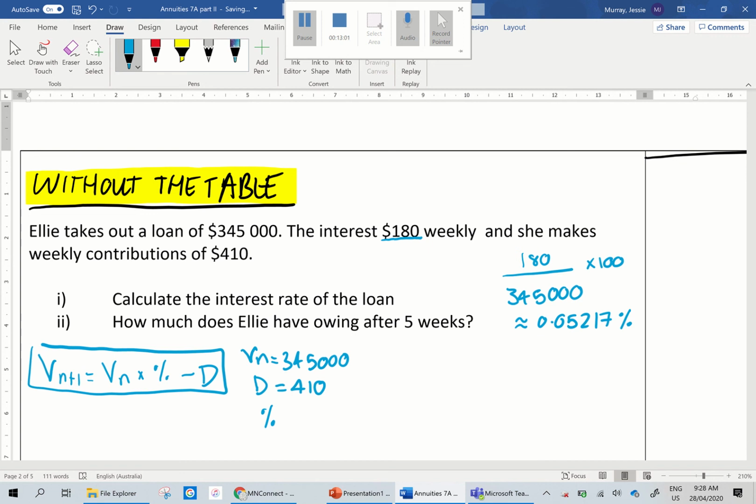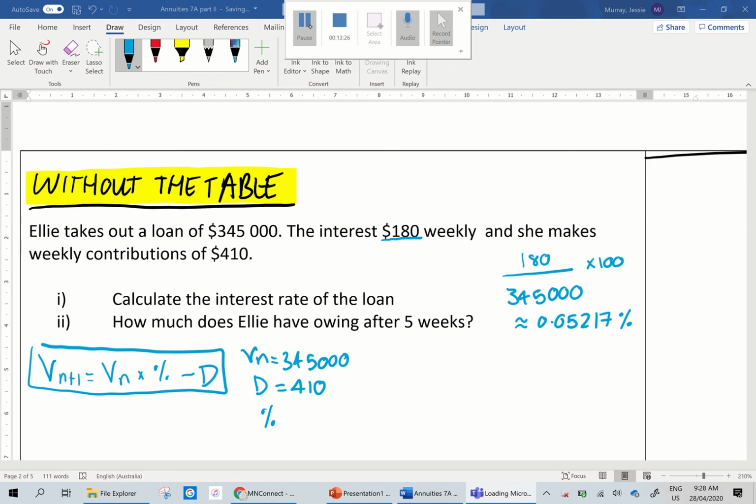I've done quite a few. The fewer decimal places you round, the less accurate you're going to be. So you always want to try and do a few if they don't mention it. Okay, if it was my HSC, I'd be doing at least 5 decimal places, at least. Okay, so that's the interest rate that they're charging.